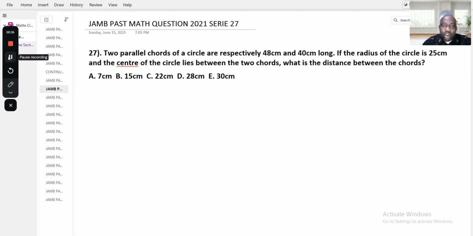Two parallel chords of a circle are respectively 48 centimeters and 40 centimeters long. If the radius of the circle is 25 centimeters and the center of the circle lies between the two chords, what is the distance between the chords? Now, let me first draw the circle.